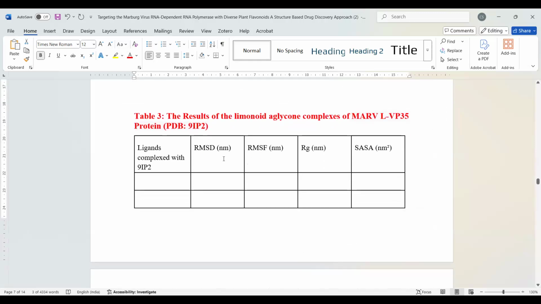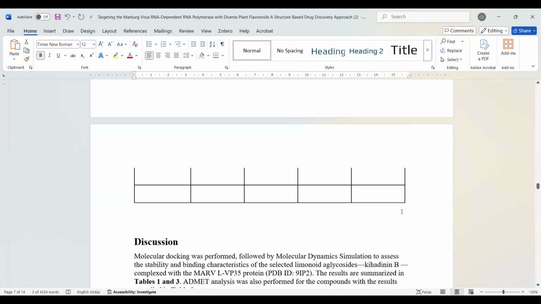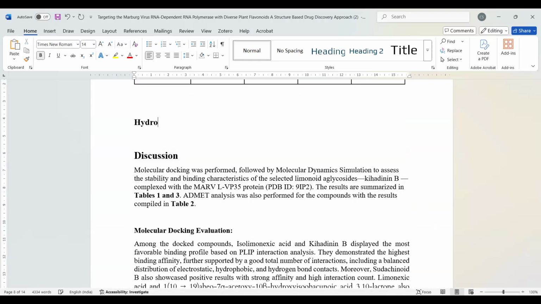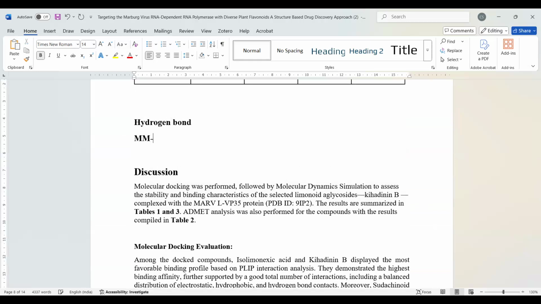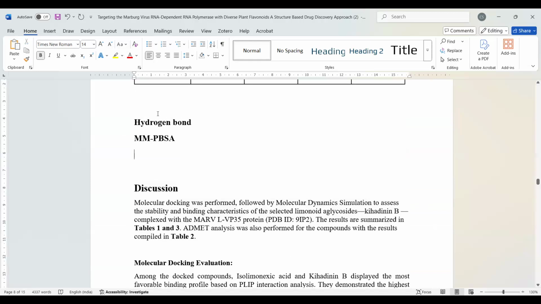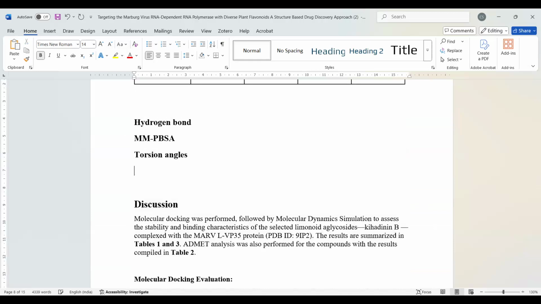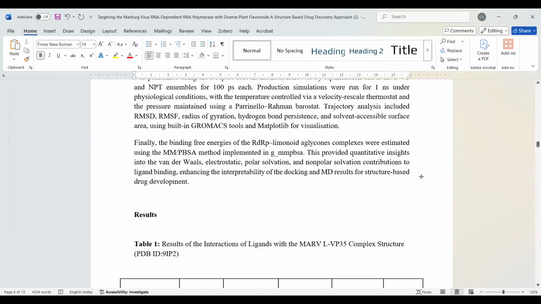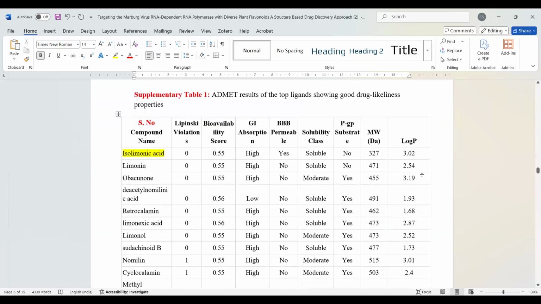Along with RMSD and RMSF, we also want to perform hydrogen bond analysis, and we have to perform MMGBSA and MMPBSA. We also can look at different torsion angles, and even for the docking results. Okay, that's fine. I understood regarding dynamics.